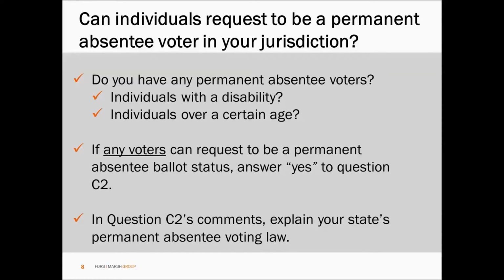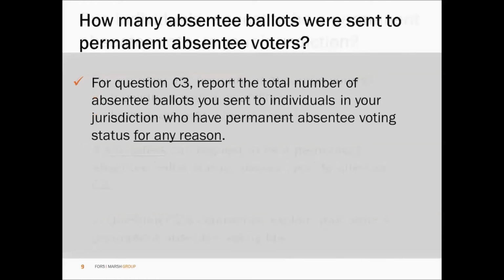For question C2, you're being asked if any individual in your jurisdiction can be a permanent absentee voter. So in your jurisdiction, if you allow individuals with a disability or a person over a certain age to register as a permanent absentee voter, you should answer yes to this question. And obviously, if your state has permanent absentee voting, you should answer yes as well. Question C3 is asking you to report the total number of absentee ballots that were sent to permanent absentee voters who have the status for any reason.